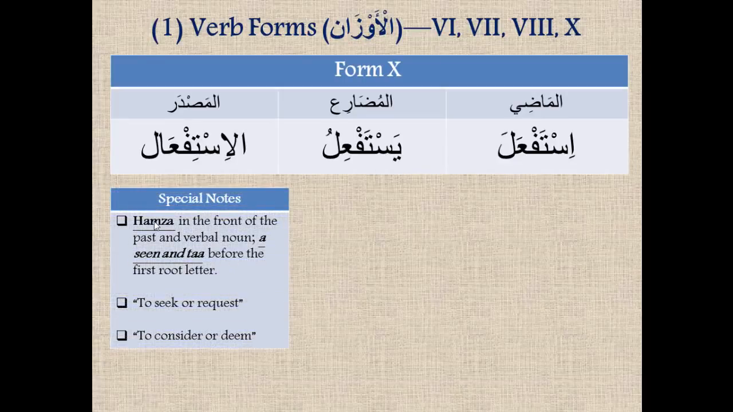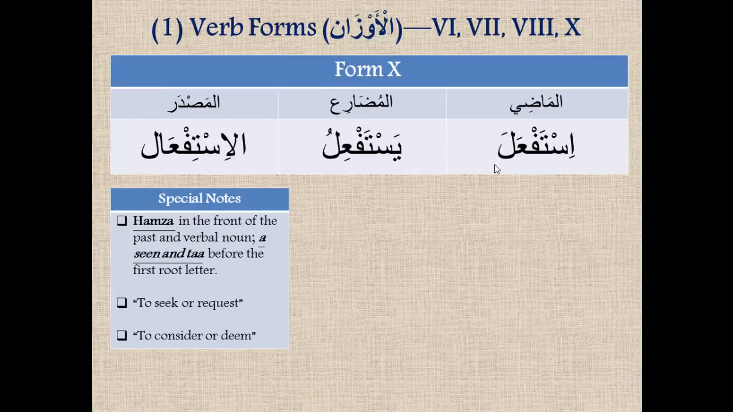Number one, we've placed a hamza in the front of the past and the verbal noun, just like we did for forms 7 and 8. Istaf'ala and istif'al. Moreover, we've added a sin and a ta before the first root letter. So we have istaf'ala, hamza, sin, ta, yastaf'ilu, sin and ta, wal istif'al, hamza, sin and ta. So in the past tense, in the madi, we have three things going on. Hamza, sin and ta before the radicals show up later on.